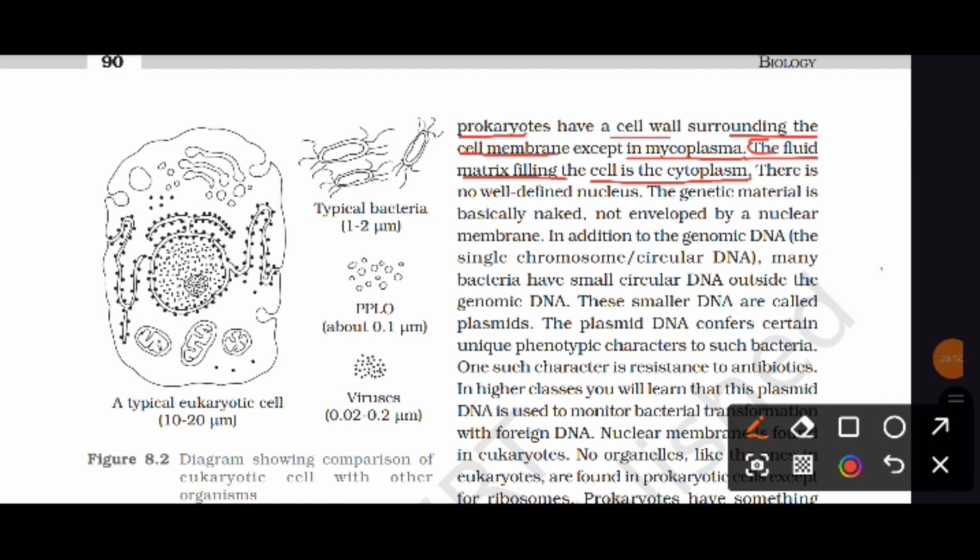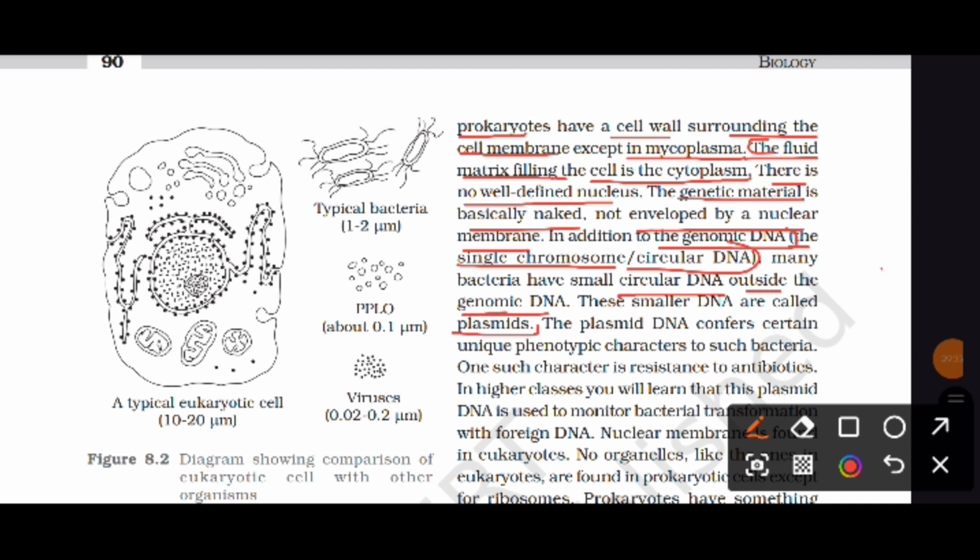In prokaryotes there is no well-defined nucleus. The genetic material is naked, not enveloped by a nuclear membrane. In addition to the genomic DNA, which is the main DNA, also known as the single chromosome or circular DNA, bacteria also have small circular DNA outside the genomic DNA. We call these plasmids. We studied about this.